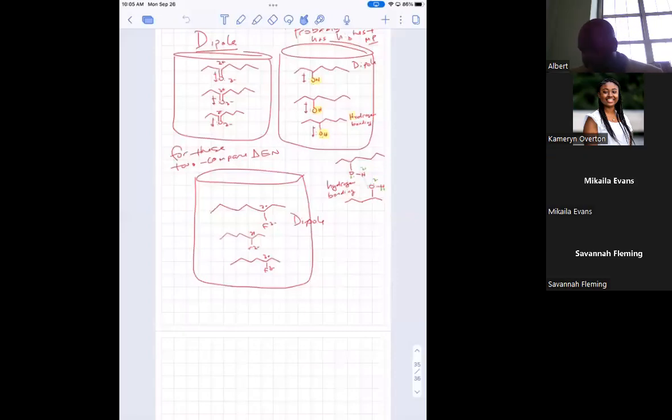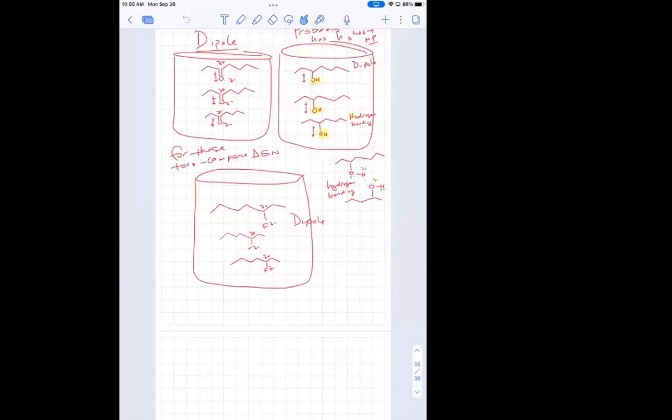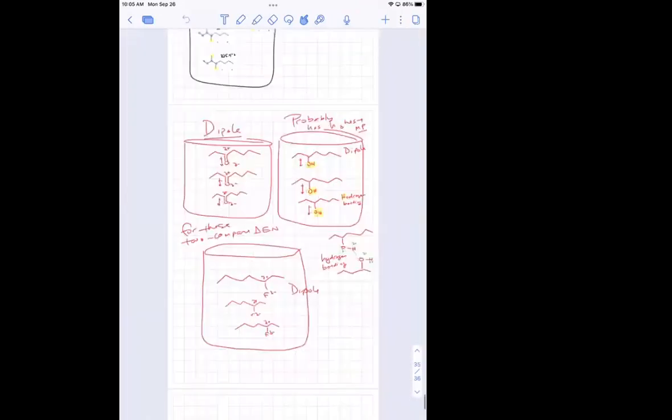We were talking about physical properties and intermolecular forces, and how functional groups dictate the intermolecular forces that are present and that are possible. And we left off with this example.